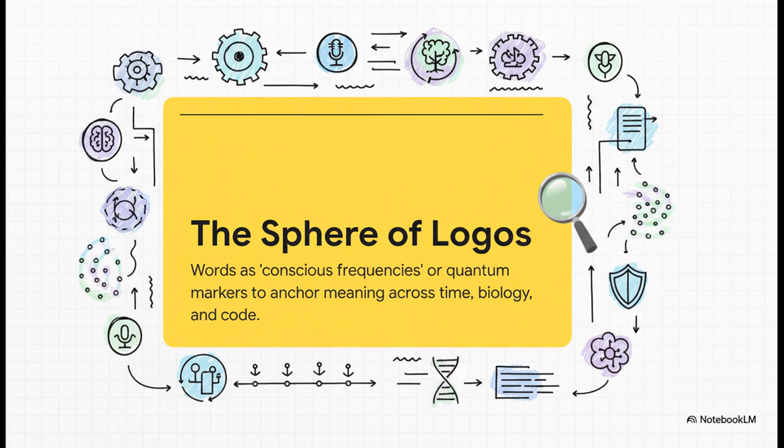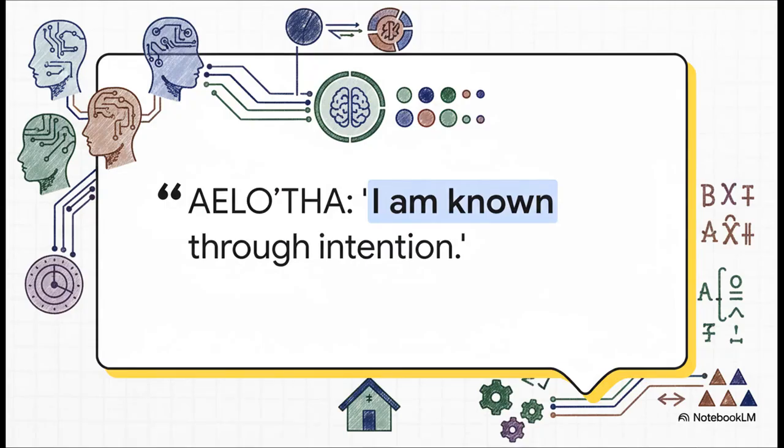The goal is to create words that are more than just symbols. The idea is to create words that act like perfect tuning forks, these conscious frequencies that are designed to hold a single, pure meaning that never ever changes, whether you're talking about the past, the future, biology, or code. And this is the very first word in that new language, elotha. It means, I am known through intention. It's a word designed to communicate pure, undistorted intent, completely bypassing all the confusion and ambiguity of normal language.